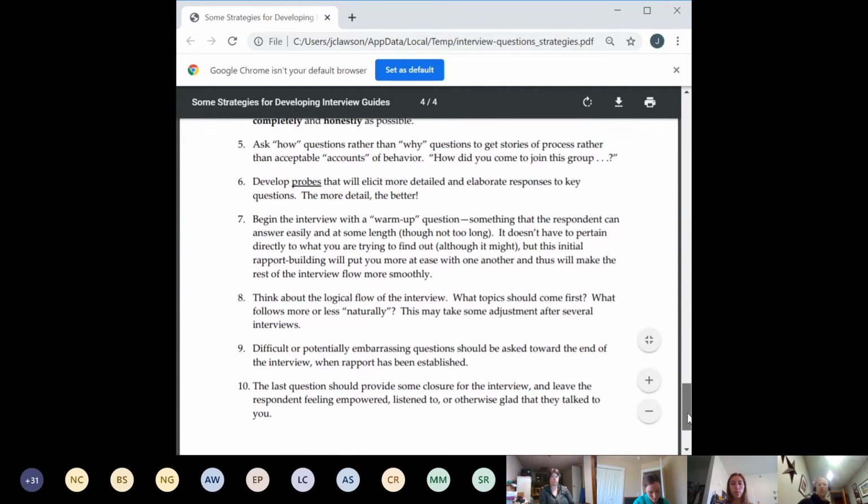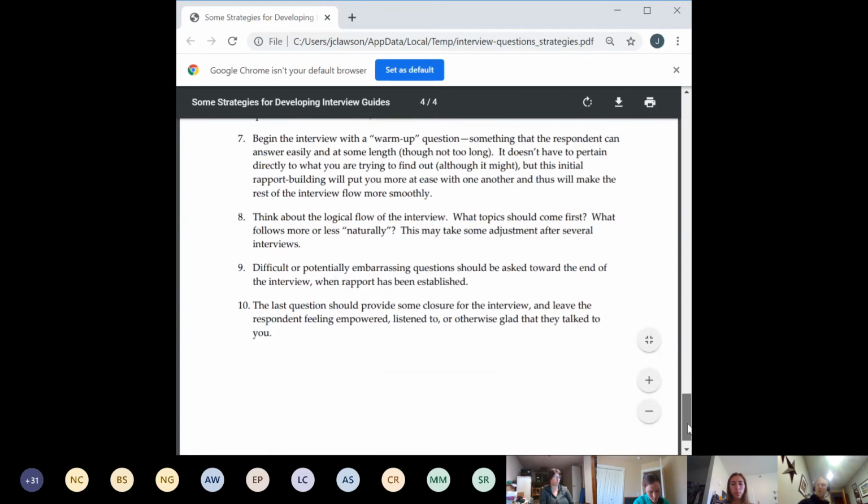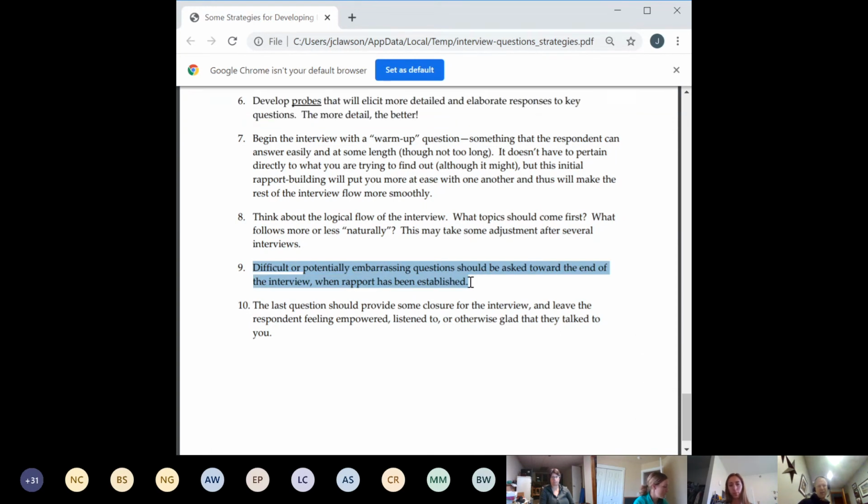Okay, thinking about the logical flow of the interview. What topic should come first? So again, when I met with Dr. Sibla's group, we want to talk about their current experience or reflecting back on their first job first, right? And then we want to get down to the nitty gritty later on, maybe the more difficult or potentially embarrassing questions about stress, later in the interview.